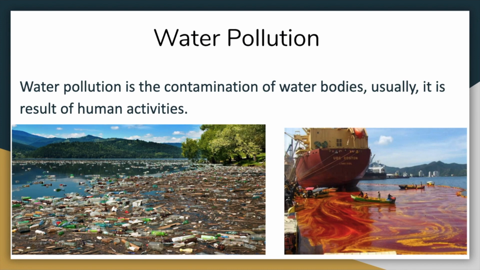Water pollution. What is water pollution? Water pollution is the contamination of water bodies such as lakes, rivers, seas, the oceans, as well as groundwater. It occurs when pollutants reach these bodies of water without treatment. Usually, it is a result of human activities, such as waste from homes, factories, plastics, and other buildings getting into the water bodies.